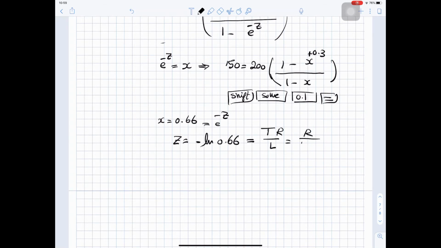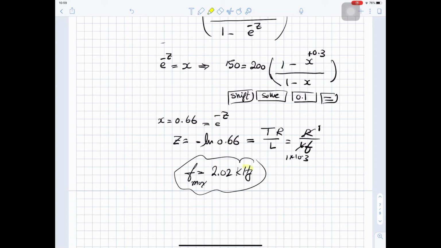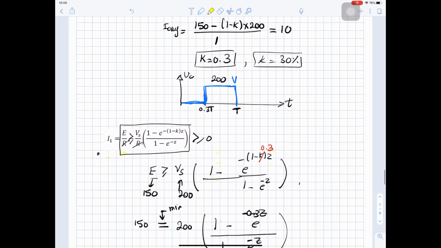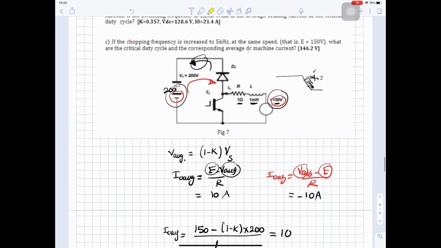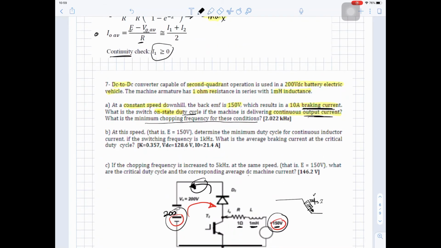Z is R divided by LF. R is 1 ohm and L is 1 millihenry. So the only unknown will be the frequency, and this frequency is the maximum frequency, 2.02 kHz. Please make sure that you got this number when you are solving this equation. So the maximum frequency to be continuous is 2.02 kHz.